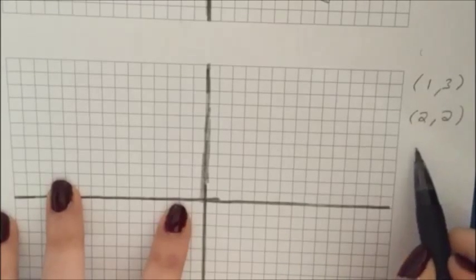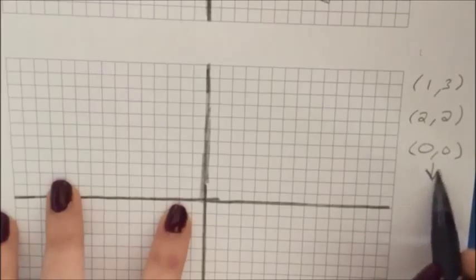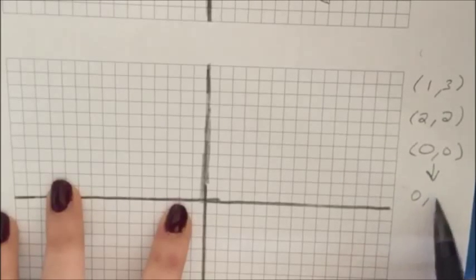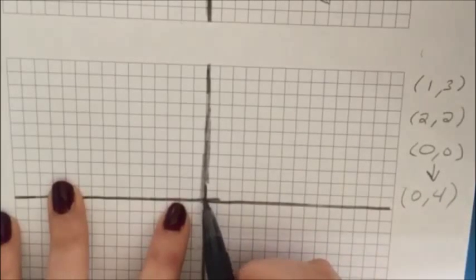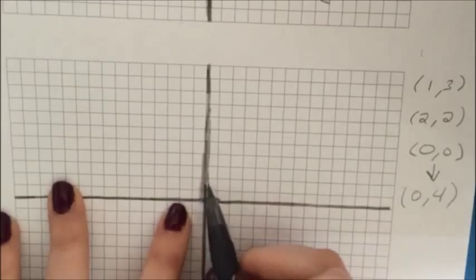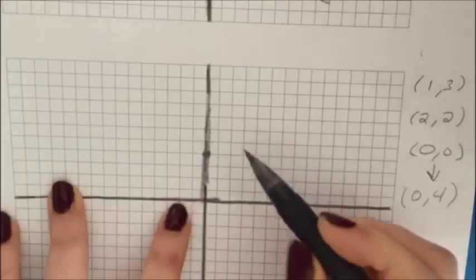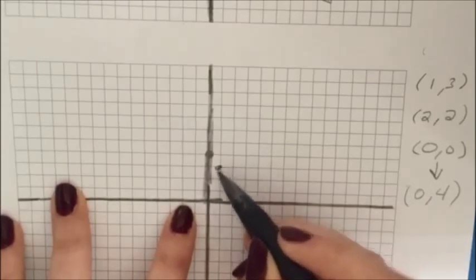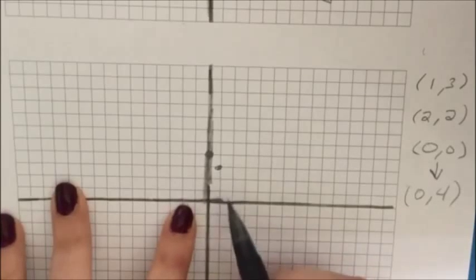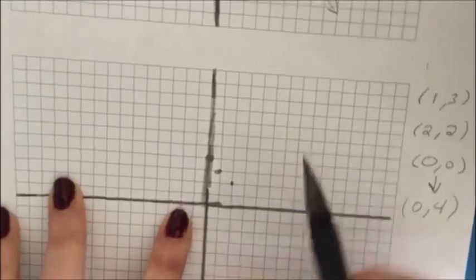And because our original starting point was at the origin, it would become 0, 4. This would cause our graph to move up 1, 2, 3, 4. This is our starting point. Then 1, 3 and 2, 2.